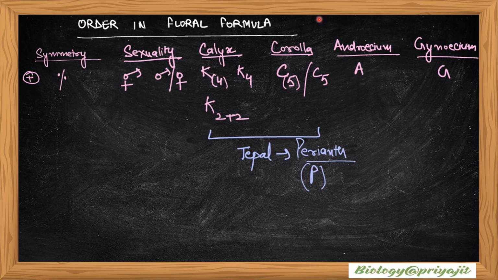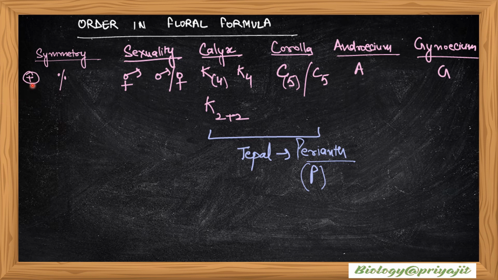There are certain plants where sepals or petals fuse to form tepals. The group of tepals is called perianth, denoted by capital P. So we have learned the order of the floral formula. Firstly symmetry, then sexuality, calyx, corolla, androecium and gynoecium.